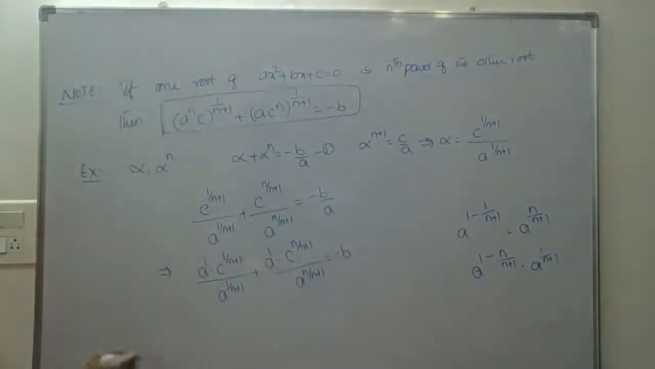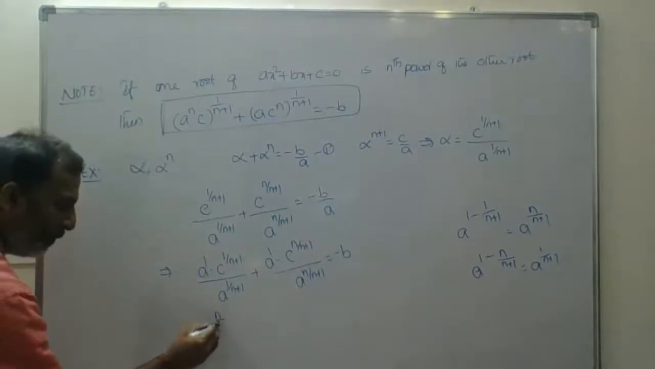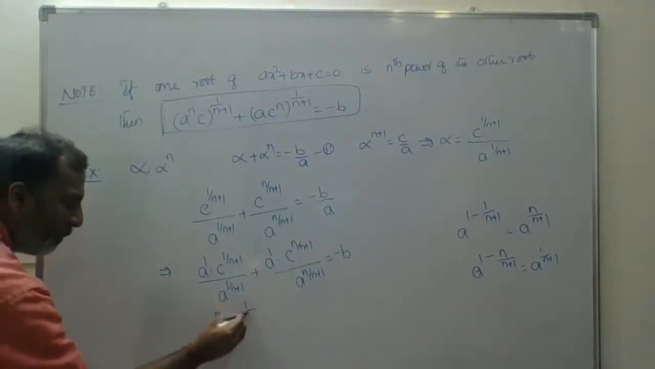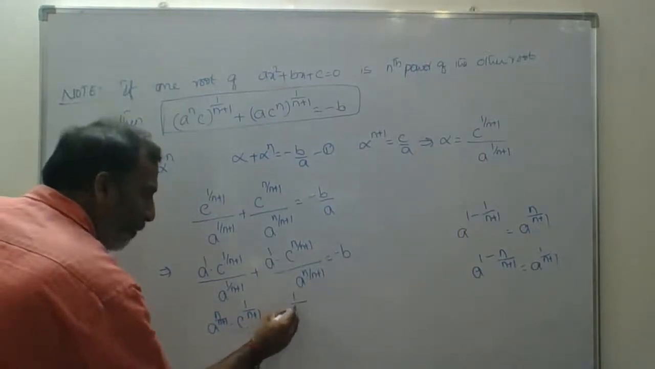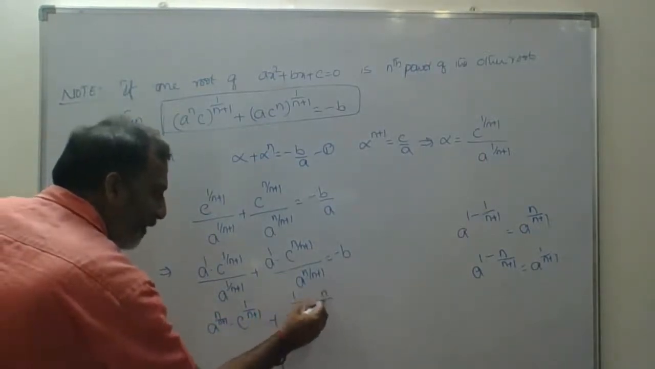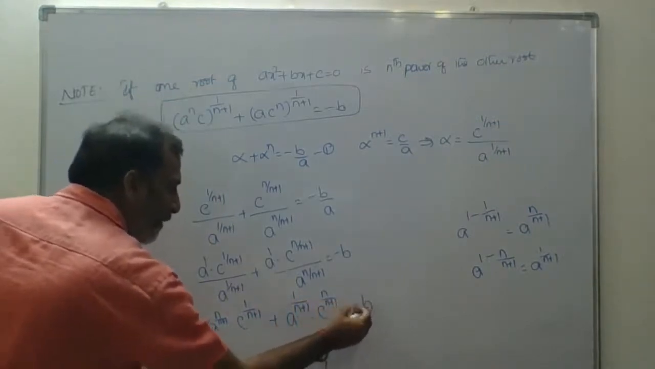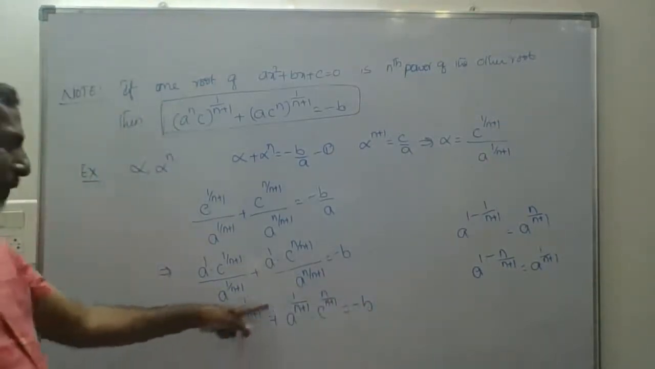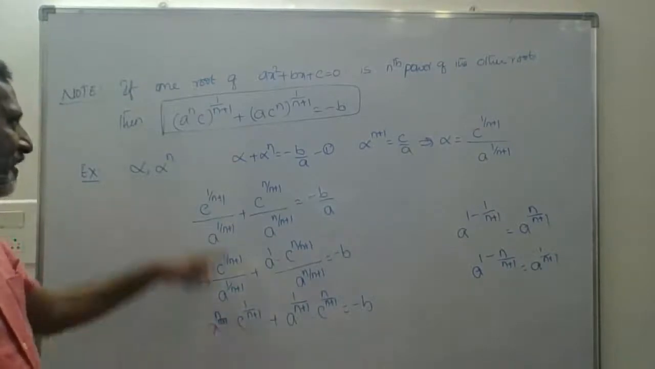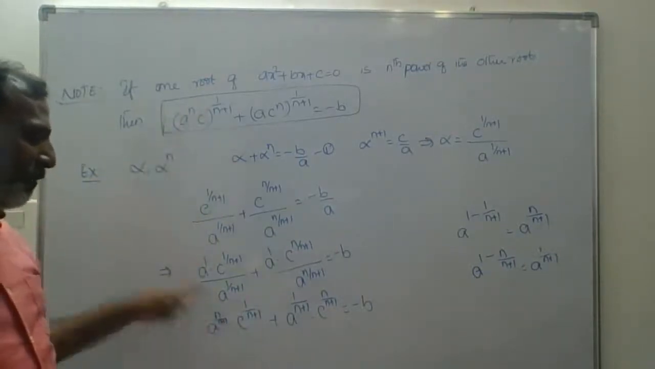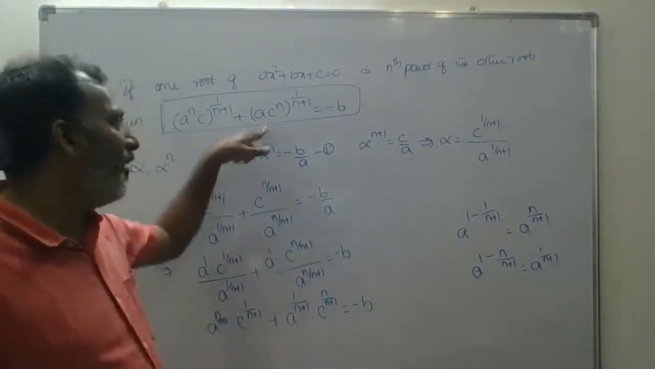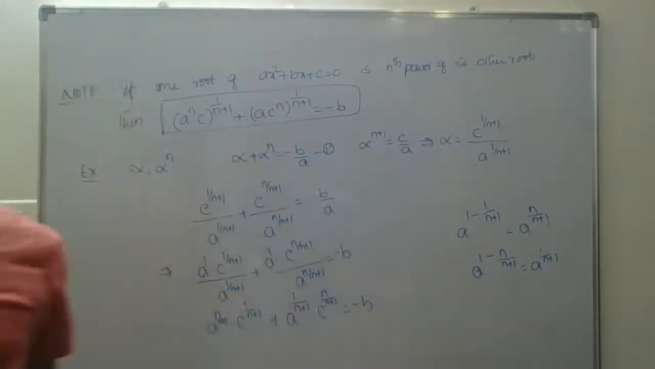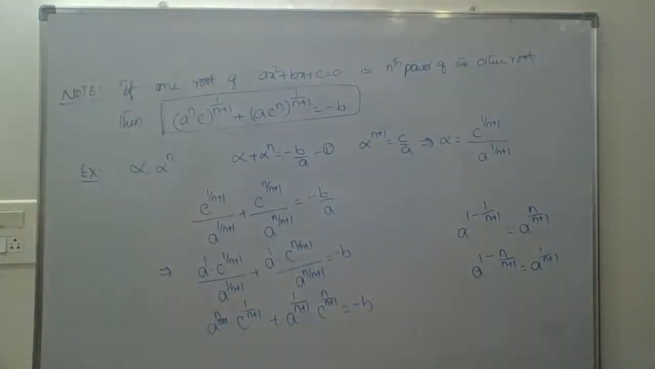సో ఫస్ట్ ఏమవుతుంది? ఏ పవర్ n/n+1 ఇంటూ సి పవర్ 1/n+1 ప్లస్ ఏ పవర్ 1/n+1 ఇంటూ సి పవర్ n/n+1 ఇస్ మైనస్ బి. దీని మొత్తాన్ని కలిపి ఏం రాయొచ్చునన్న? ఏ పవర్ n సి హోల్ పవర్ 1/n+1. ఇక్కడ ఏం రాయొచ్చు? ఏ సి పవర్ n హోల్ పవర్ 1/n+1 is equal to minus b.